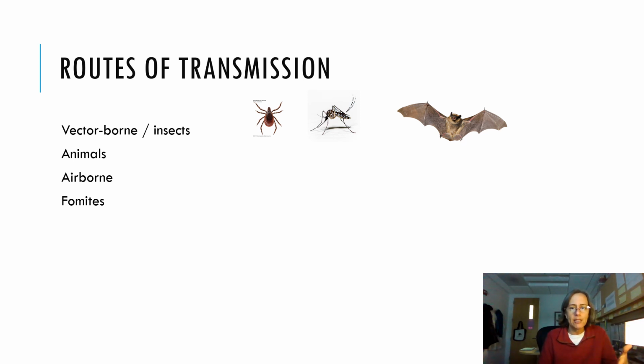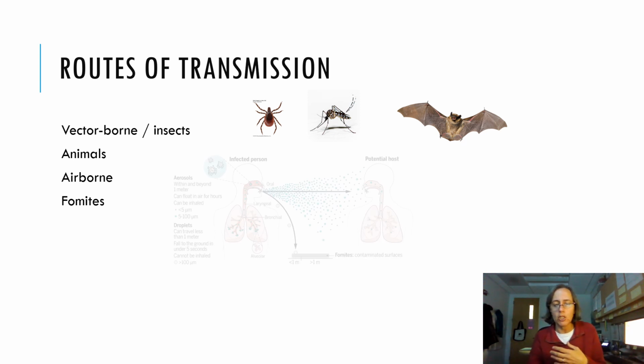Or fomites. So fomites are surfaces. A fomite is an inanimate object, right? Not a living thing, that the germ can live on for a period of time. And then if you touch it and then maybe touch your mouth or rub your eye, you can infect yourself. So in the beginning of COVID, we weren't really sure if it was airborne transmission or fomite transmission.